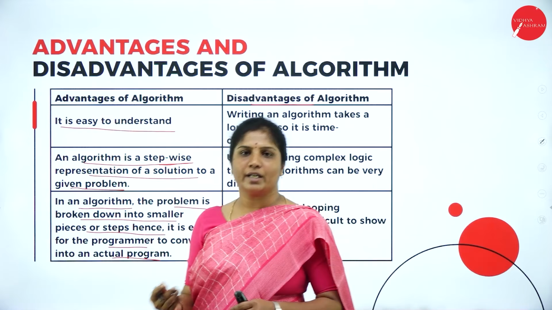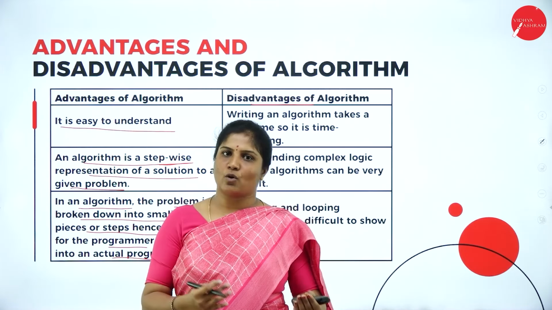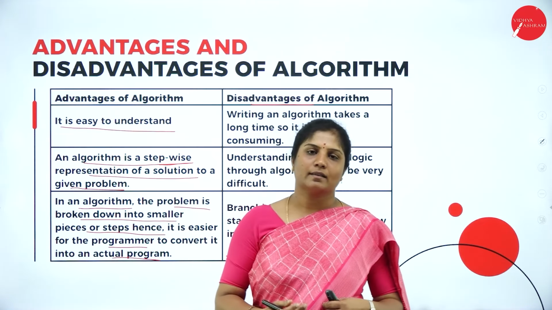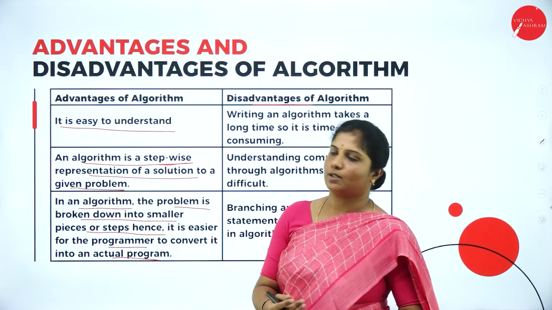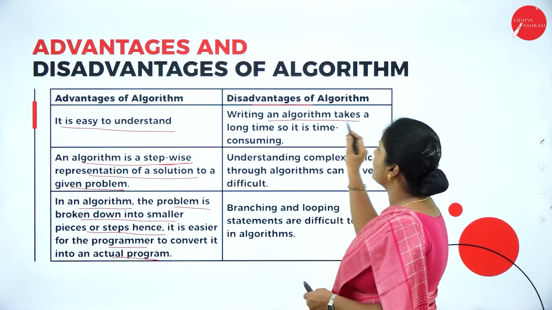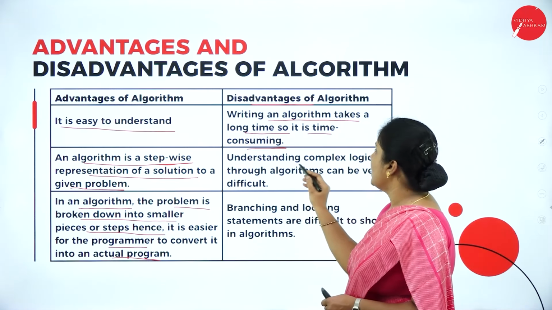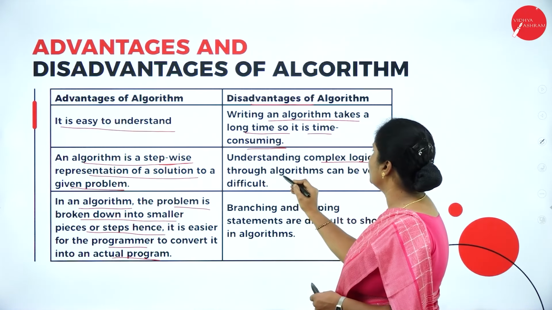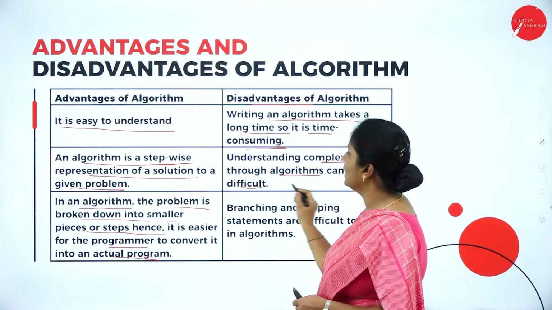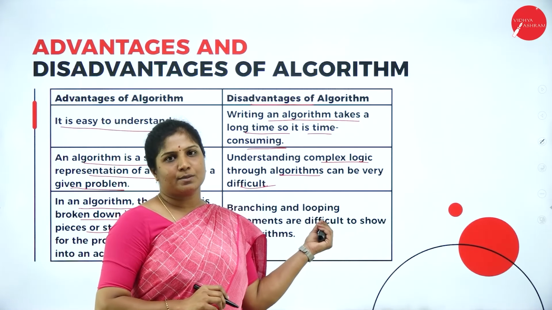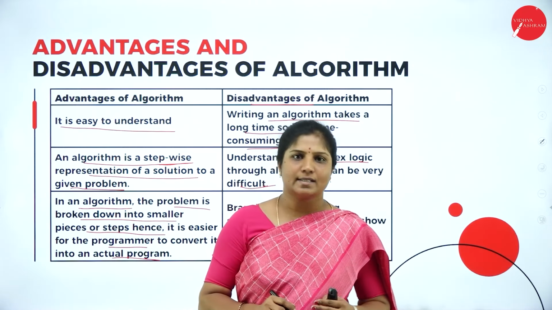Each and every thing has advantages and disadvantages. Like that, algorithms also have some disadvantages. Writing an algorithm takes a long time, so it is time consuming. Understanding complex logic through algorithms can be difficult. So this is A plus B. Adding two integers is very simple.